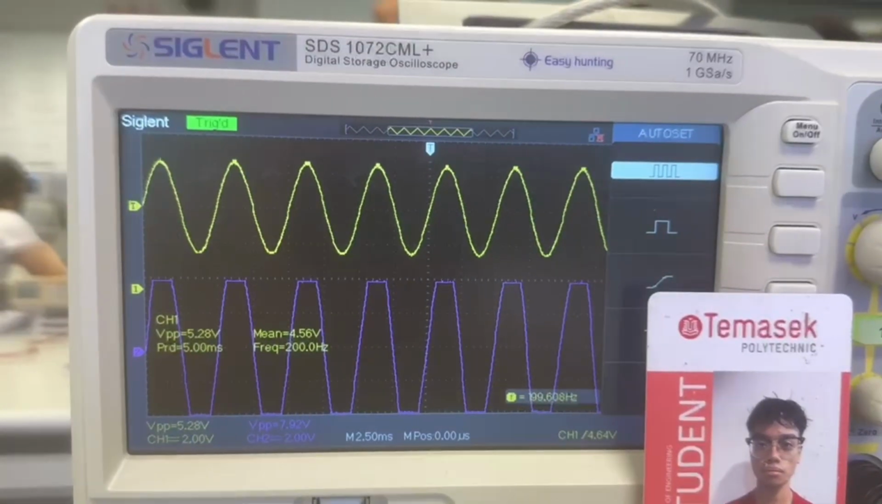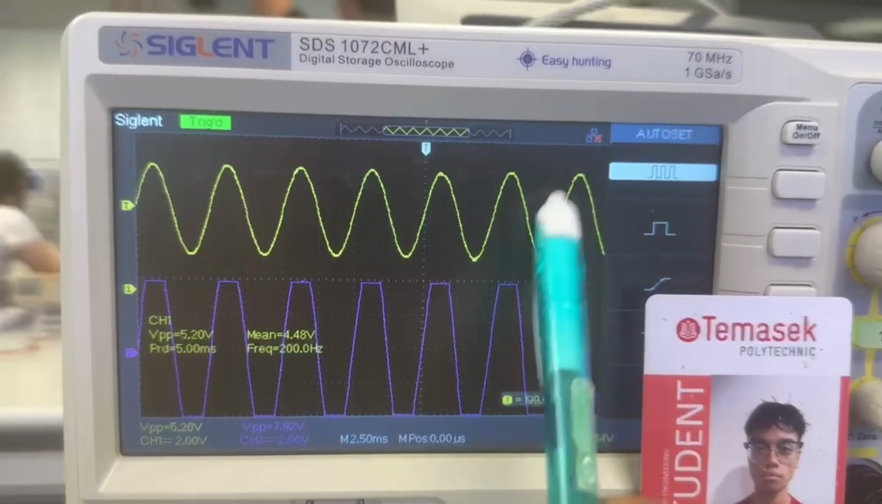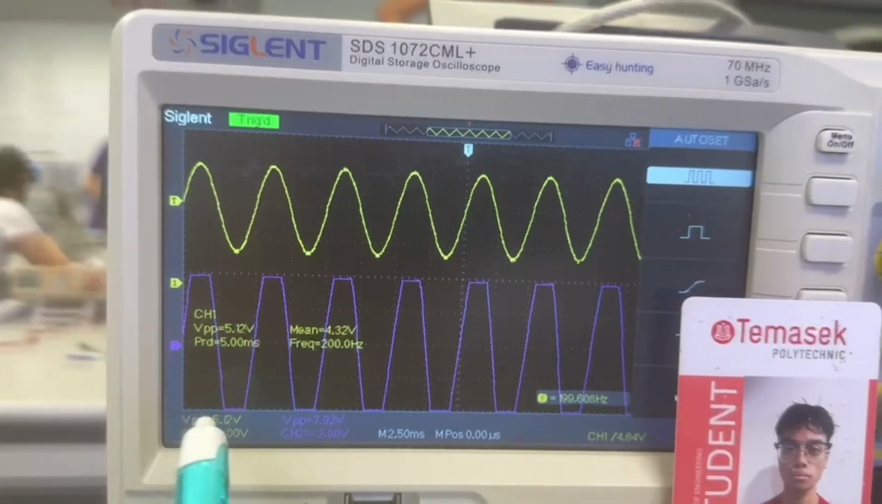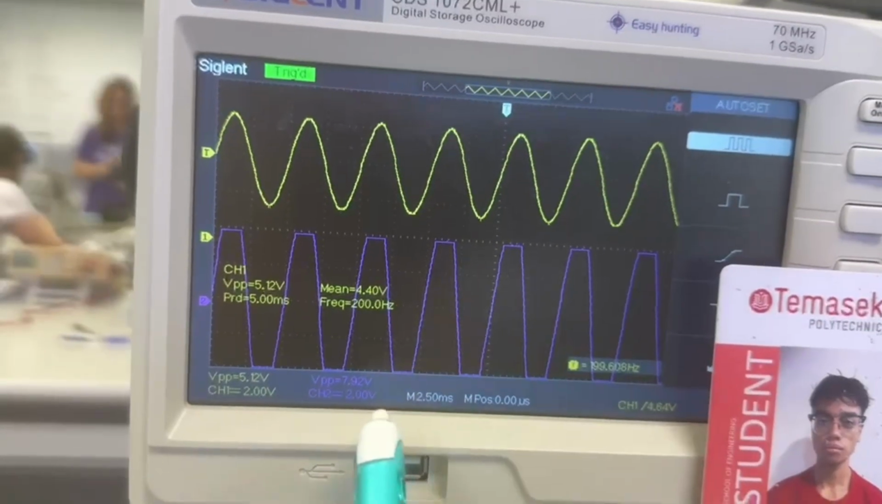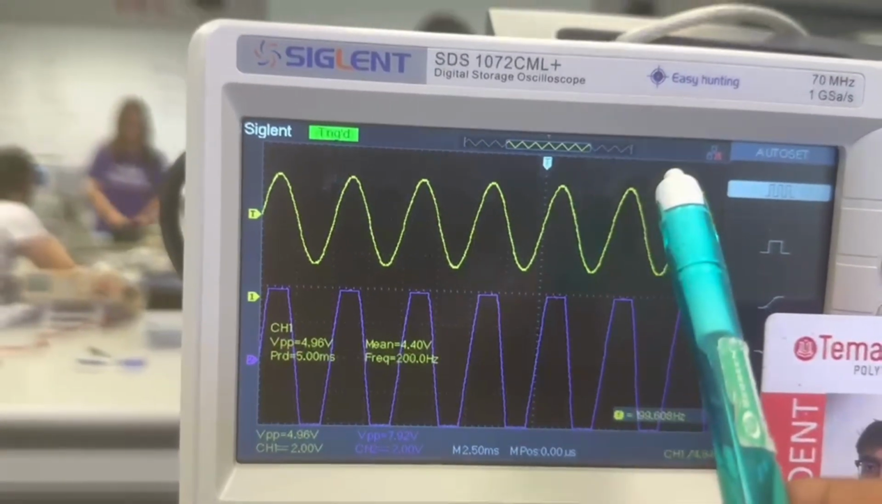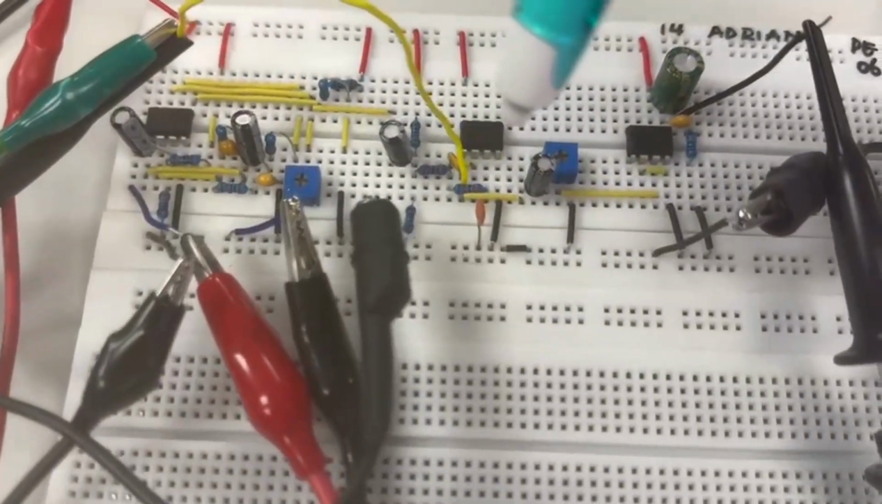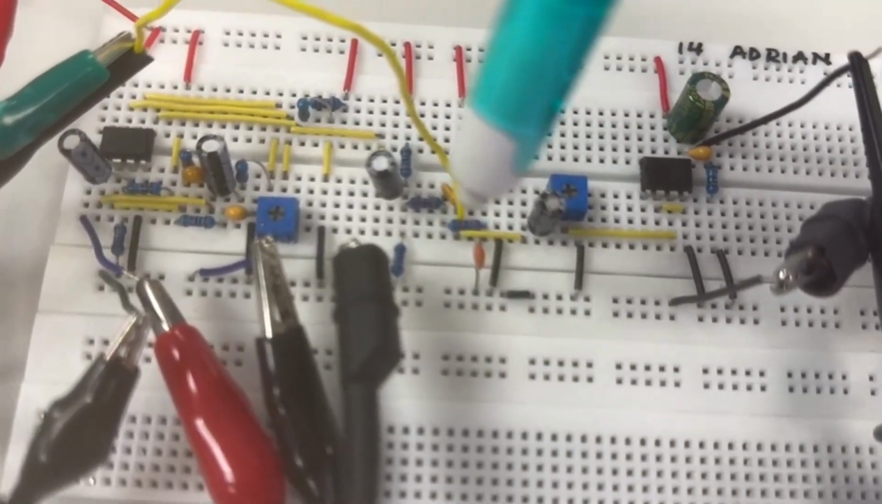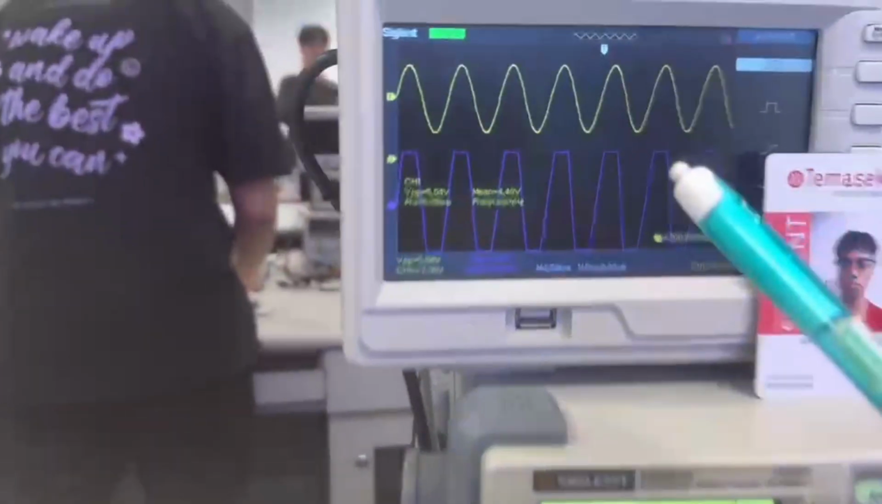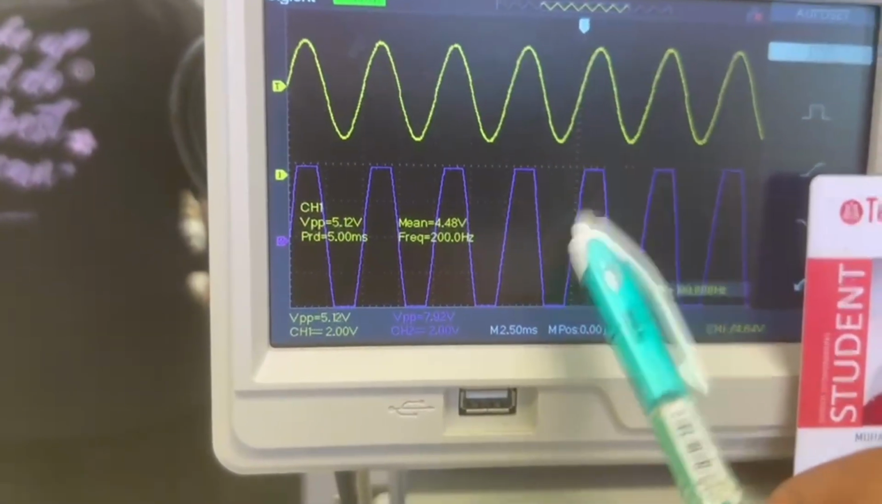From TP3 to TP4, the signal decreased slightly from approximately 5.28 volts to 4.8 volts. Compared with the 1 kHz measurement, the attenuation is smaller because 200 Hz is well below the filter's cutoff frequency of approximately 1.4 kHz. This allows the signal to pass through the filter with minimal attenuation while still remaining a clean sinusoidal wave.